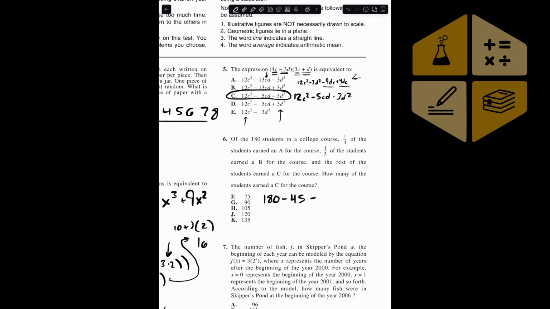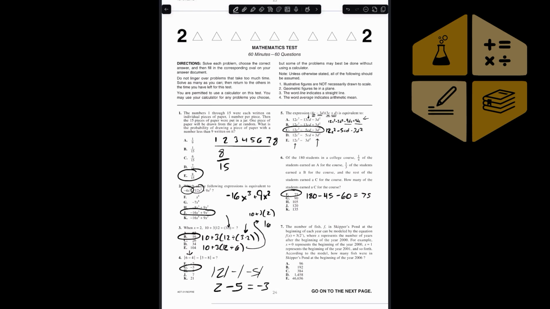So 180 minus 45 minus 60 is going to be the number of students who made a C, because that's going to be all the ones left over once we get rid of the A students and the B students. Put that in your calculator, you see the answer is 75 students. And that's how we know number 6 is F, 75.